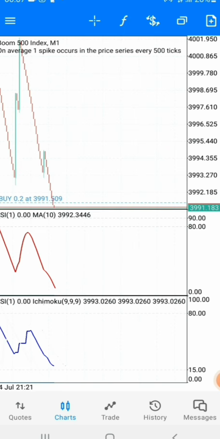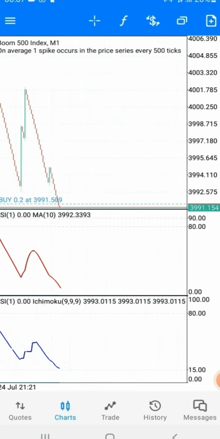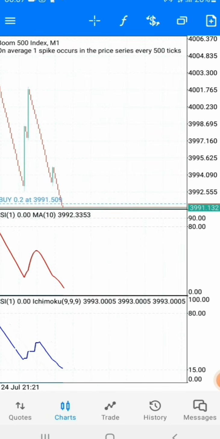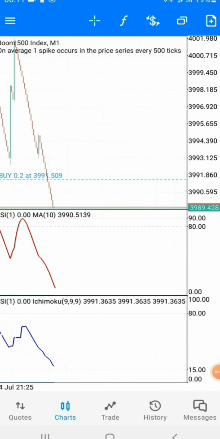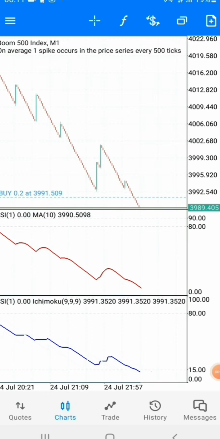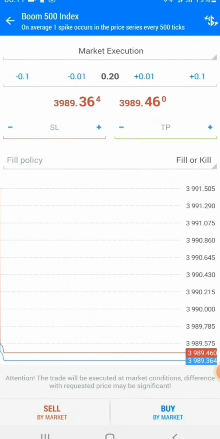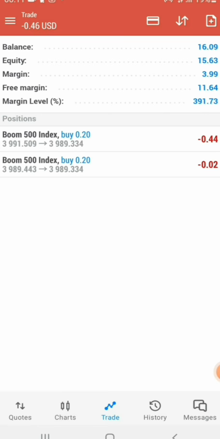Okay, so like this, once I enter a trade, I usually wait for a spike. If a spike doesn't happen within 5 candlesticks, I'm going to place another entry, okay, to make them two entries. So here's another entry. I just bought Boom 500.